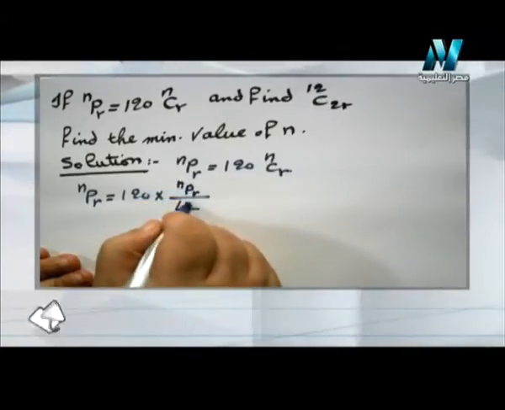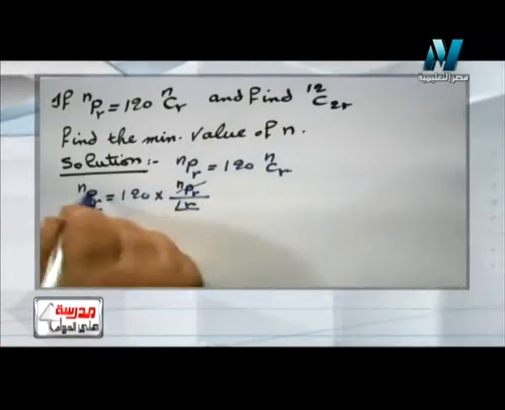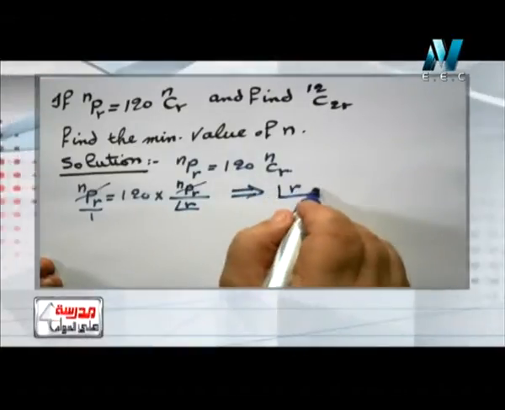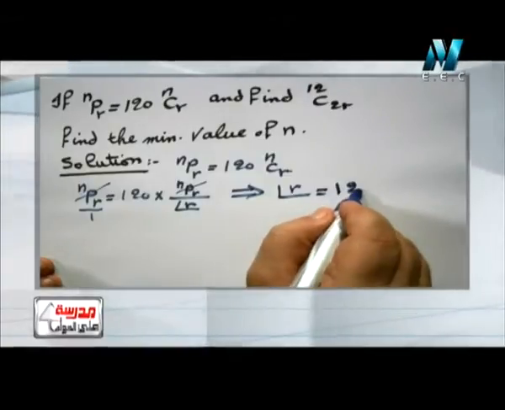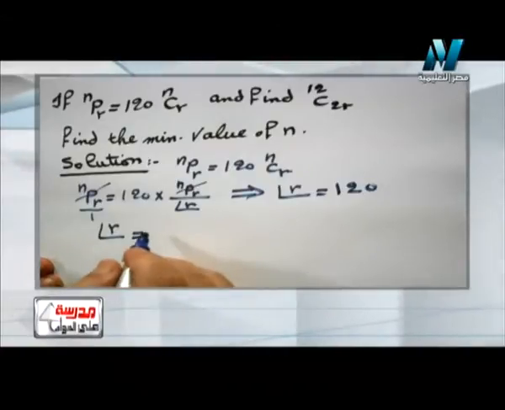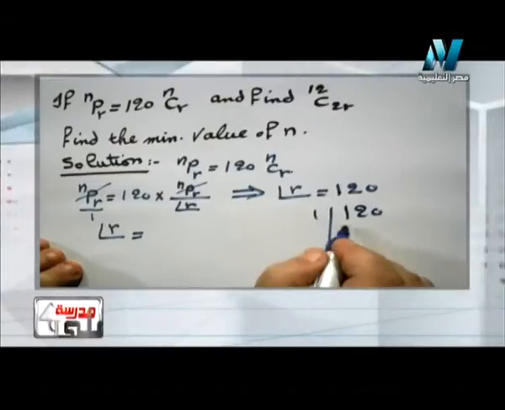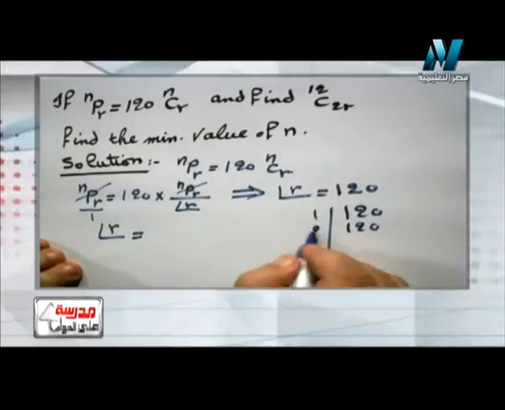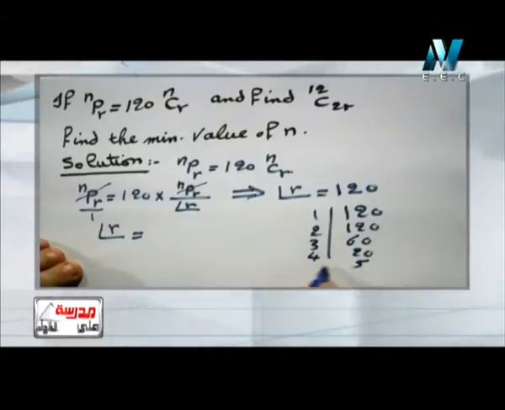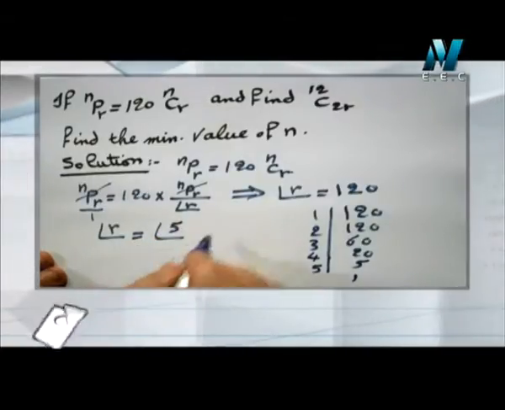Then divided by 1, cross multiplication and cancel the nPr. Therefore, factorial r equals 120. Also again, factorial r equal 120. 120 divided by 1 is 120, by 2 is 60, by 3 is 20, by 4 is 5, by 5 is 1. Therefore, it is factorial 5. Then r equal 5.